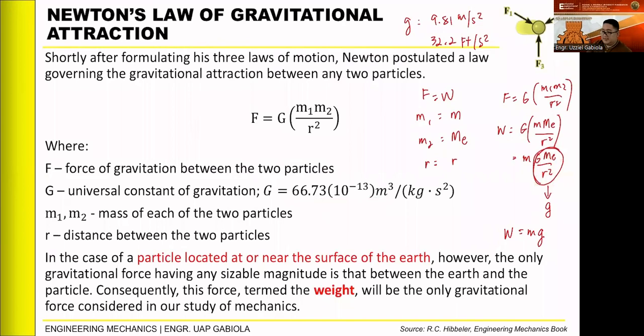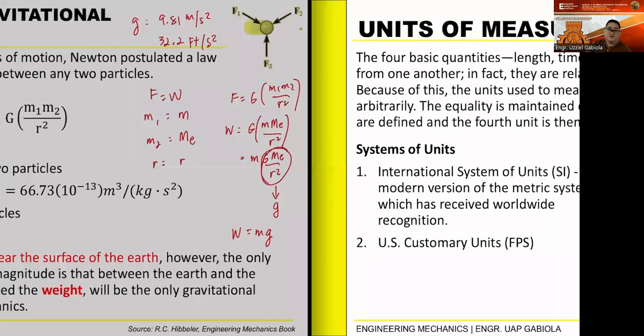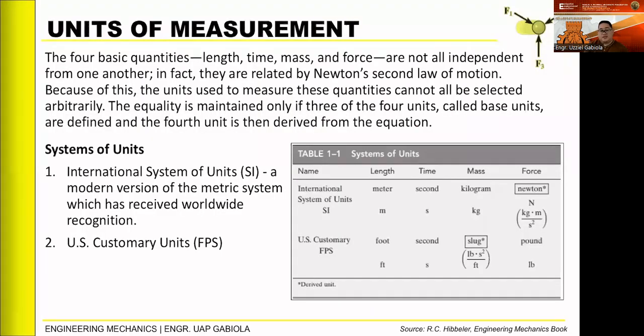Next is our units of measurement. The quantities we described earlier are not all independent of one another. They are related by Newton's second law of motion, F = M times A. Because of this, the units used to measure these quantities cannot all be selected arbitrarily. The equality is maintained only if three of the four units, called base units, are defined and the fourth unit is derived from the equation.